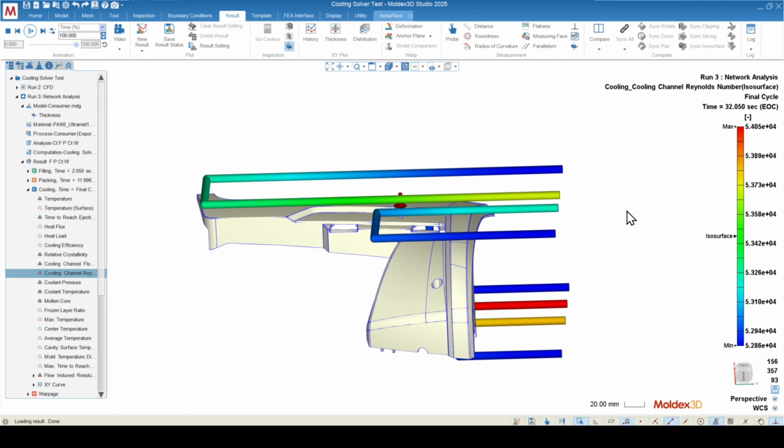Although the information that we're looking for here is to make sure that we're in the turbulent range of flow, over 4,000 Reynolds number. And so in this case, we can very much see that we are above that 4,000 number. And that's usually the extent of the information that we're looking for out of this type of analysis.